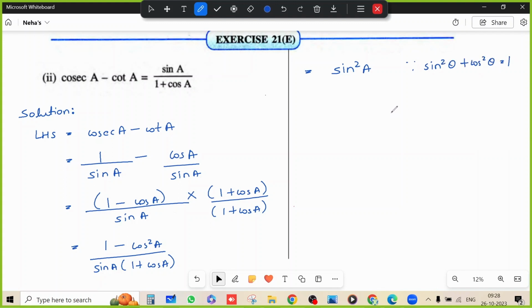Therefore, 1 minus cos square theta is equal to sin square theta, and the denominator will remain as it is, that is sin A into 1 plus cos A. Sin A will get cancelled now. So we are left with sin A divided by 1 plus cos A, and this is equal to the RHS, and hence we have proved that the left hand side is equal to the right hand side.